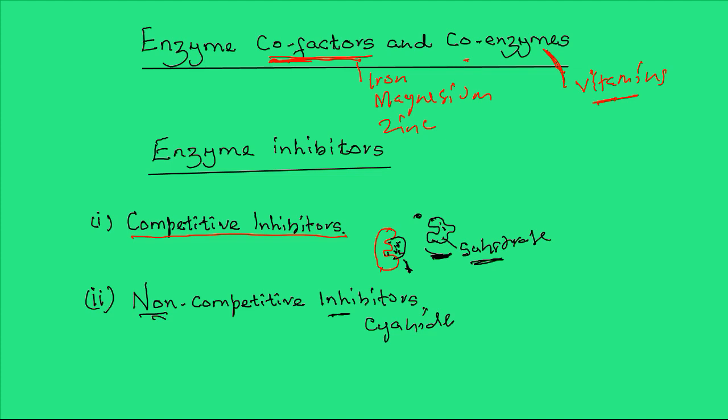Cyanide functions as a very strong non-competitive inhibitor that affects respiratory enzymes. This is how cyanide is able to stop the release of energy through respiration, and without energy, cells cannot function, they die, and eventually the entire organism dies as a result.